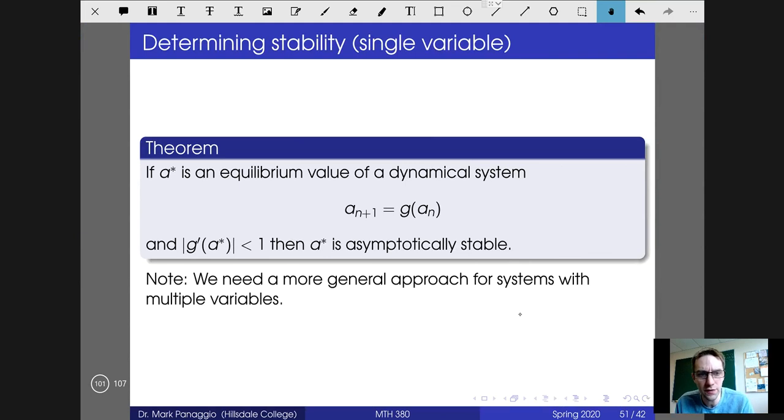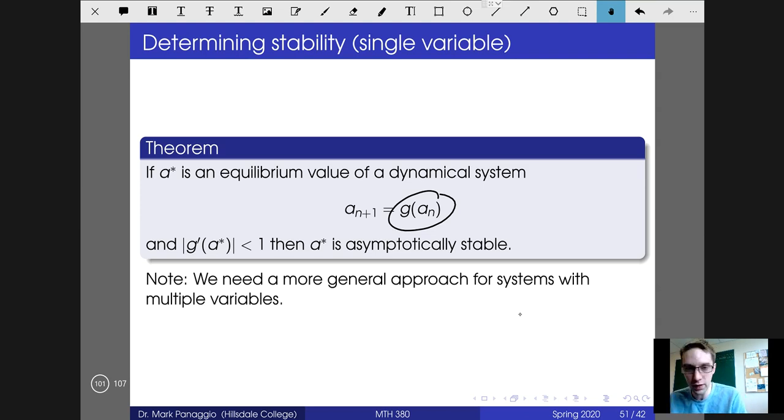It says that if A star is an equilibrium value of a dynamical system and the absolute value of G prime of A star is less than 1, then A star is asymptotically stable. So ultimately, if we have this function g on the right-hand side, and we can take the derivative of that and plug in A star, if that quantity is between -1 and 1, then we conclude that it's stable.